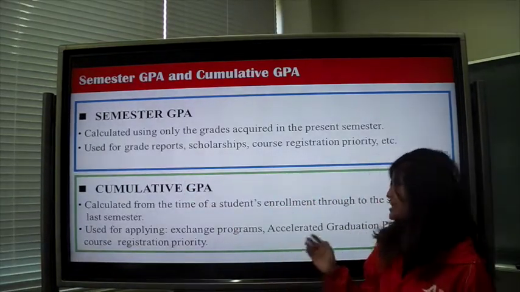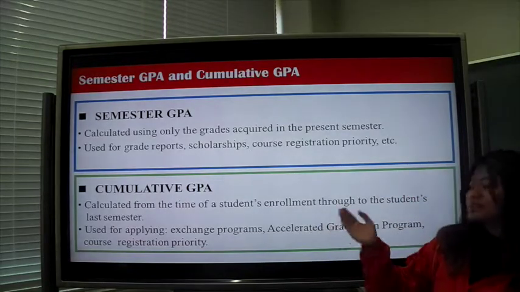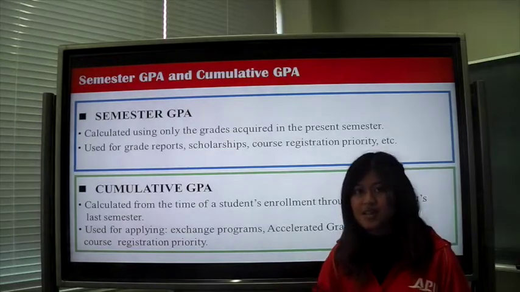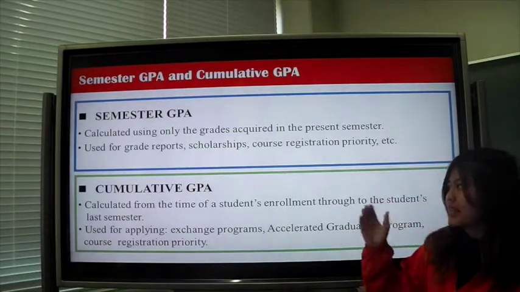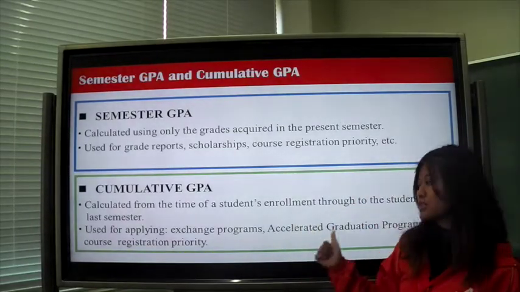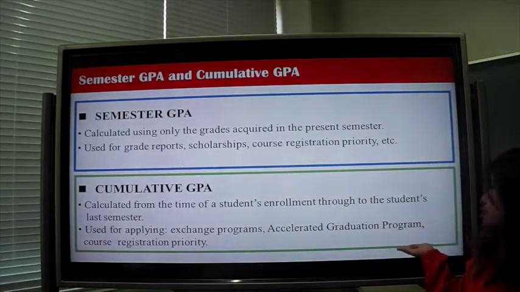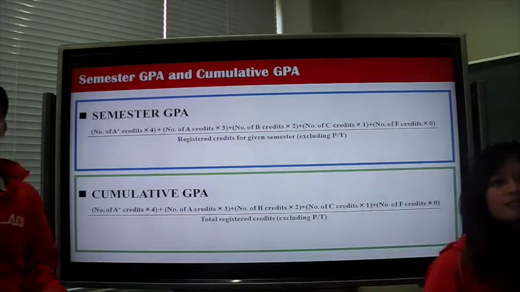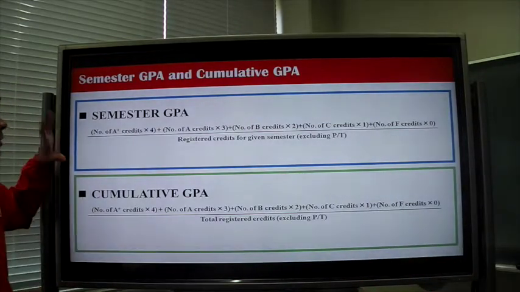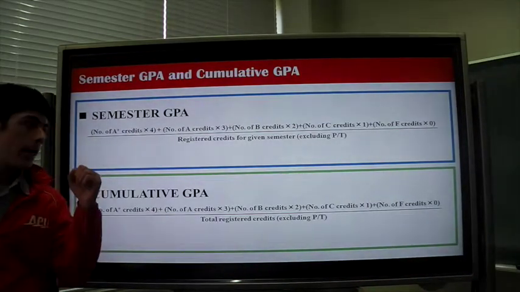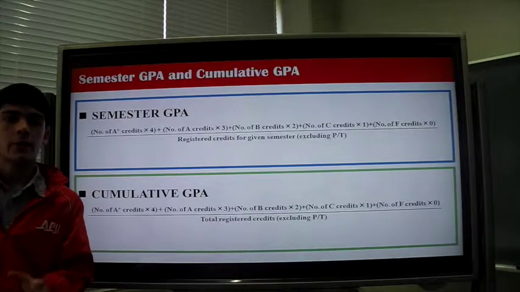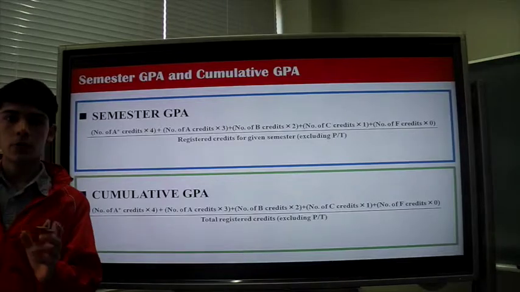Secondly, cumulative GPA is calculated from the time you entered APU until the present, and will be used for, again, your course registration priority, accelerated graduation program, and for exchange programs. And here, as you can see, is the formula for how to calculate the GPA. For detailed information, please refer to your 2017 undergrad handbook, page 130.